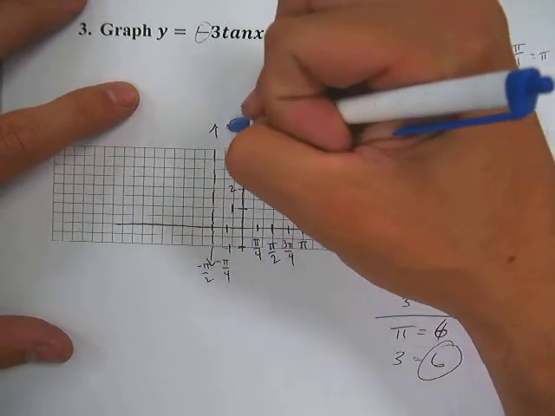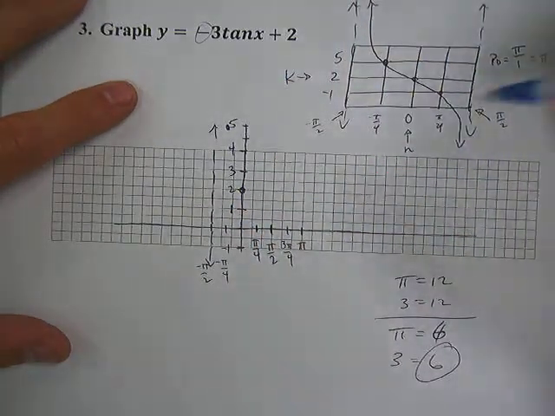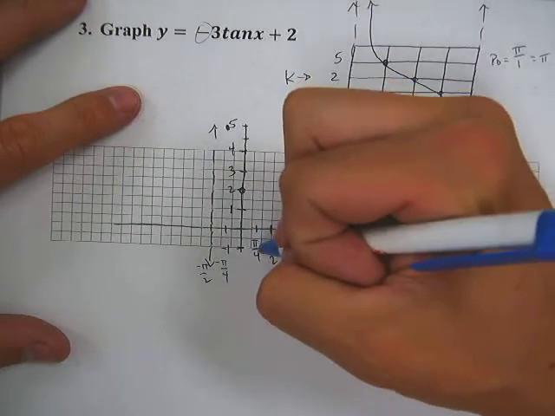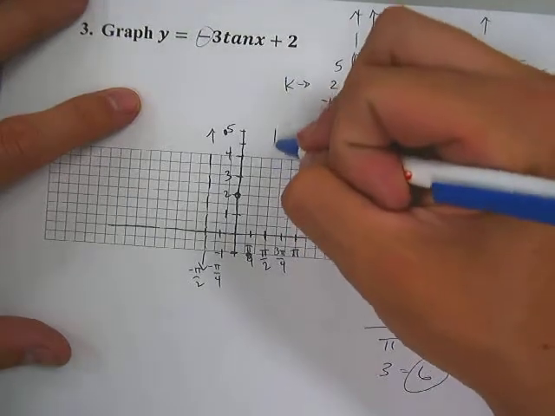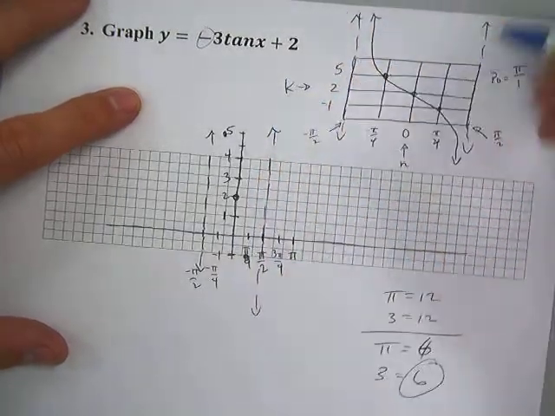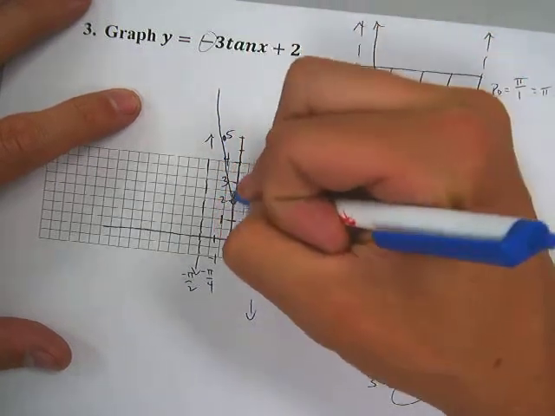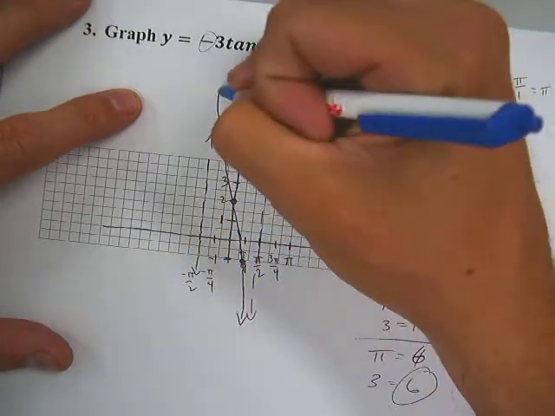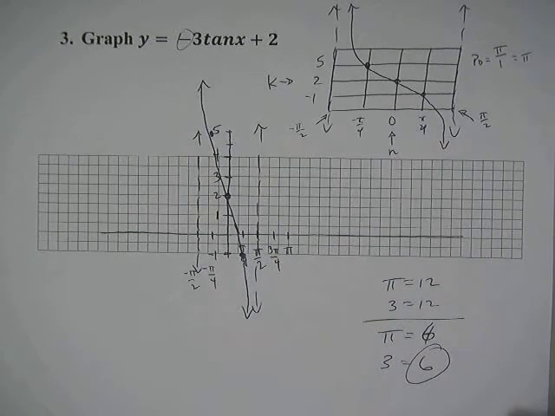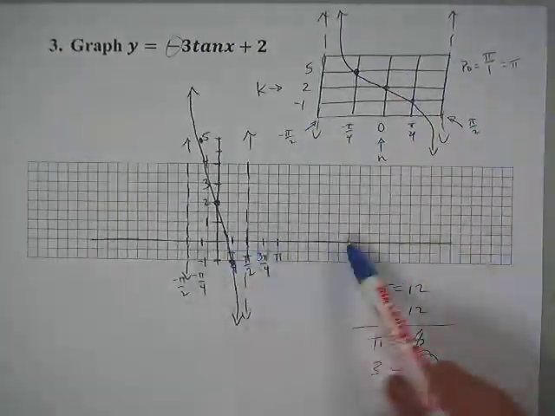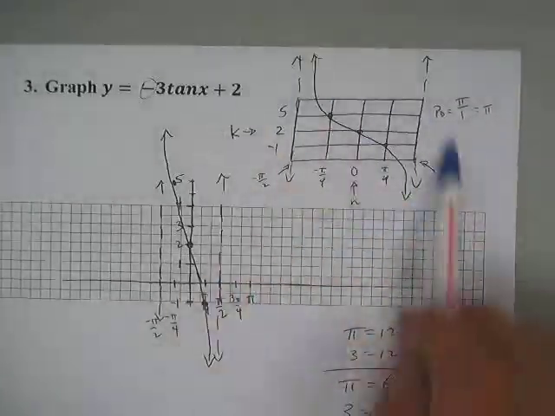To save time, let's just do one period this time. So here's my asymptote. Looks like at negative pi over 4, 5. So negative pi over 4, 5, I have a dot. At 0, 2, I have a dot. And at pi over 4, negative 1. Pi over 4, negative 1, so down there. And then at pi over 2, I have another asymptote here. So my graph is going to look something like this. So it's pretty skinny this time. Okay, and there you go.